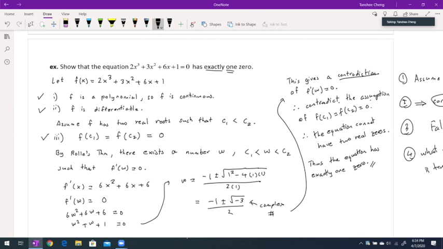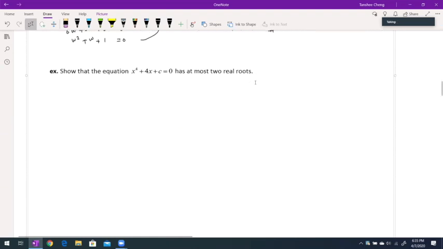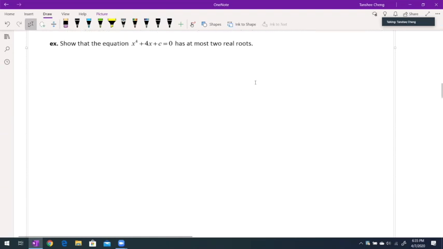Questions, difficulties on this proof? Are we all okay with this? All right. If you're okay with it, then we're going to move on. And I'm skipping this next example. You can try it out.